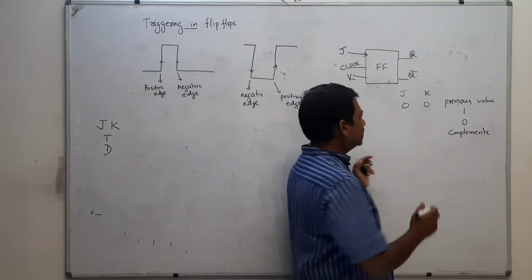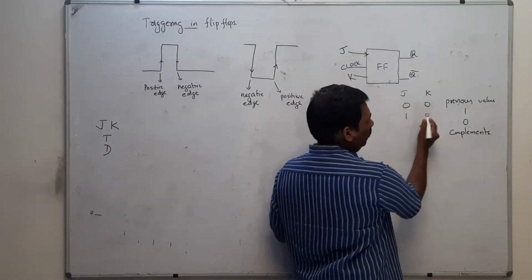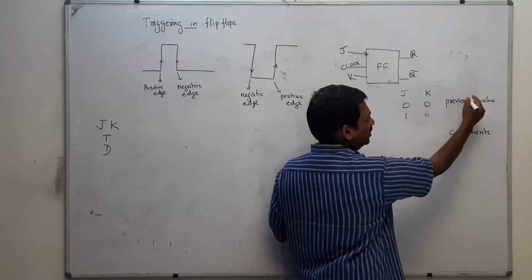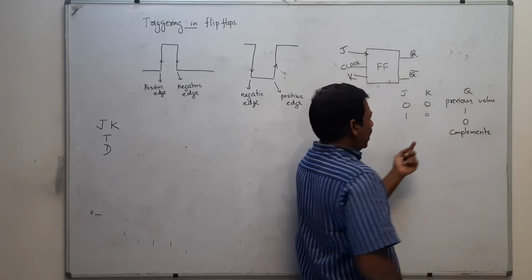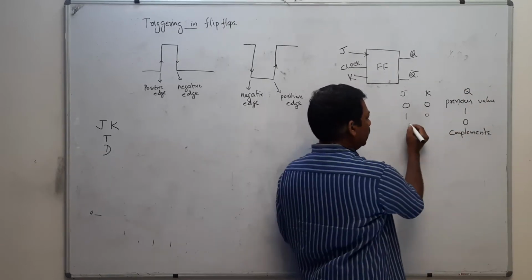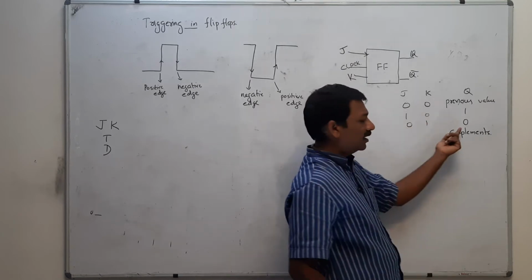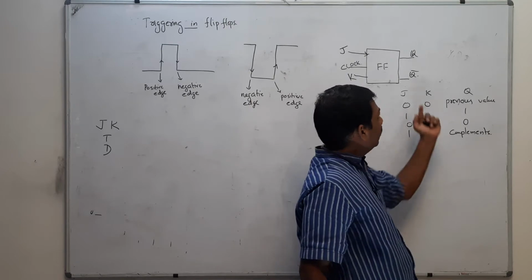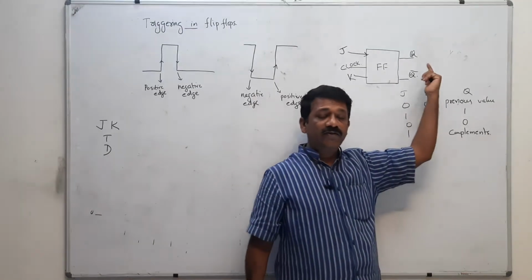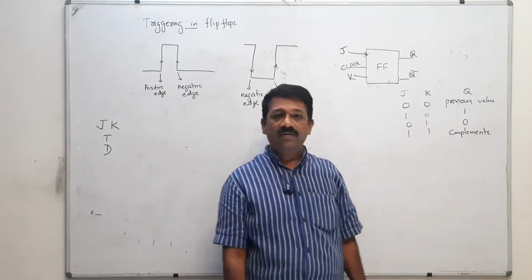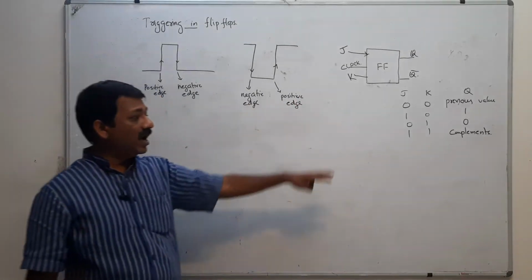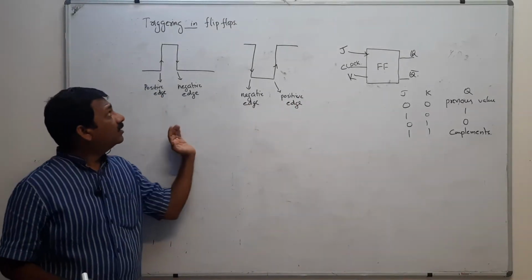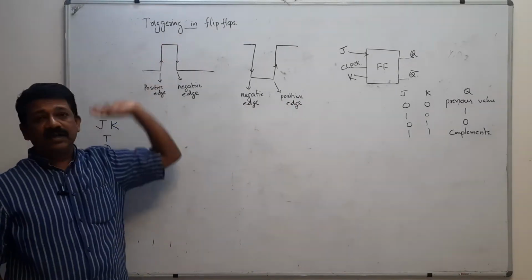Depending on the value of J and K, if J and K are 0 and 0, the previous value of Q is preserved, that means there is no change in the output. If J and K are 1 and 0, that will be set. If it is 0 and 1, that will be reset. And if it is 1 1, then whatever the previous value of Q was will be complemented. Okay, so that is the action of a flip-flop. And now we are interested in triggering in flip-flops.